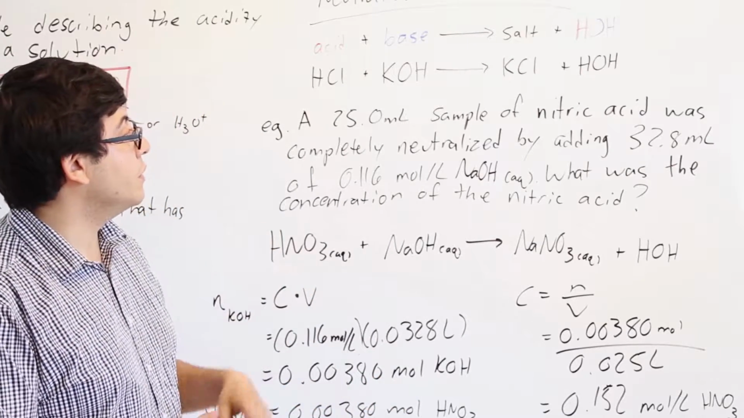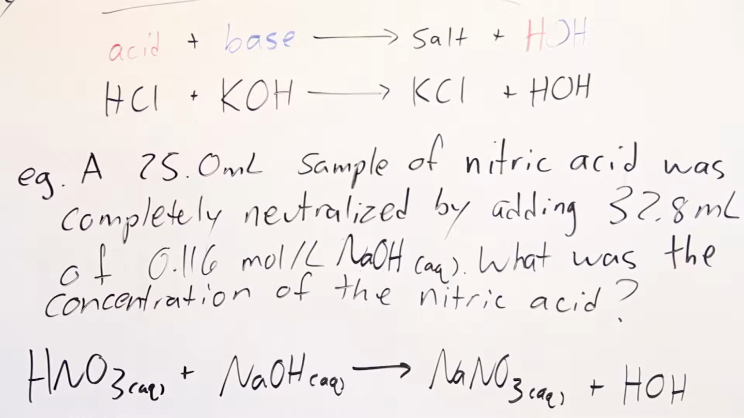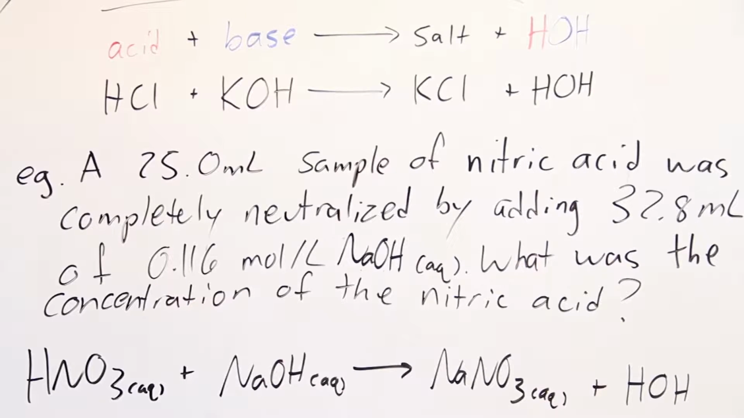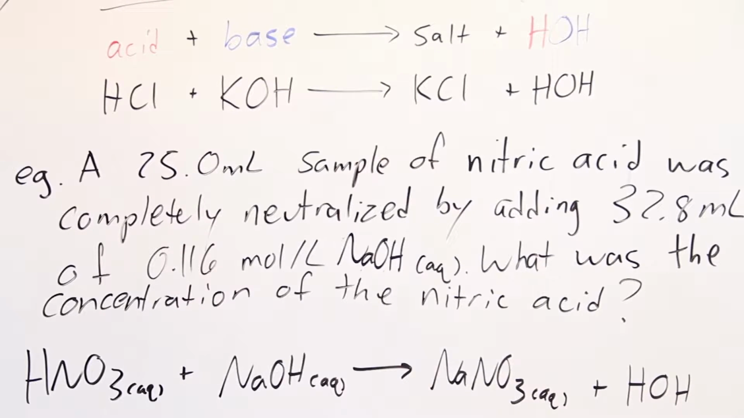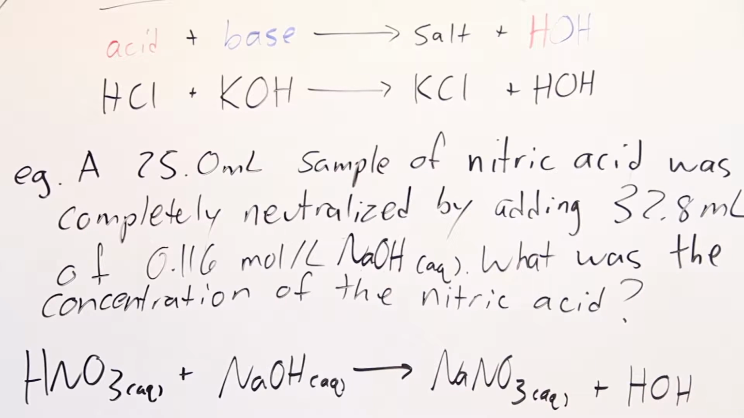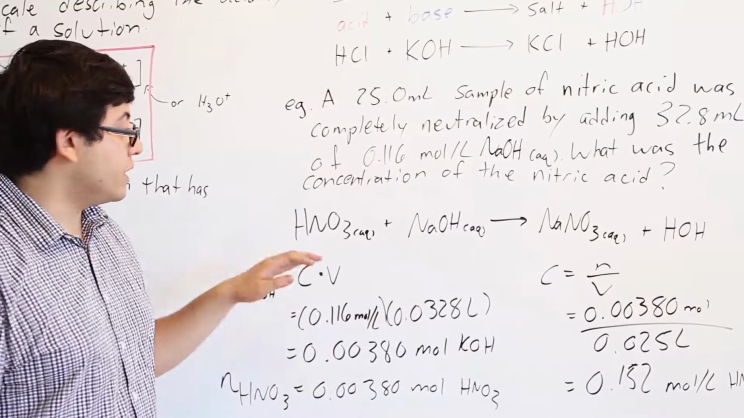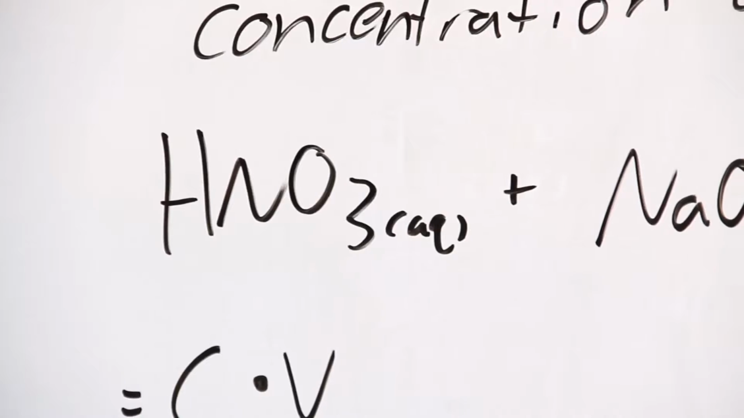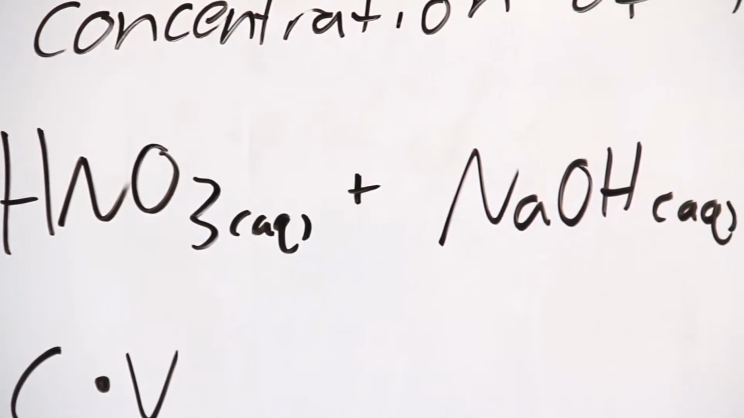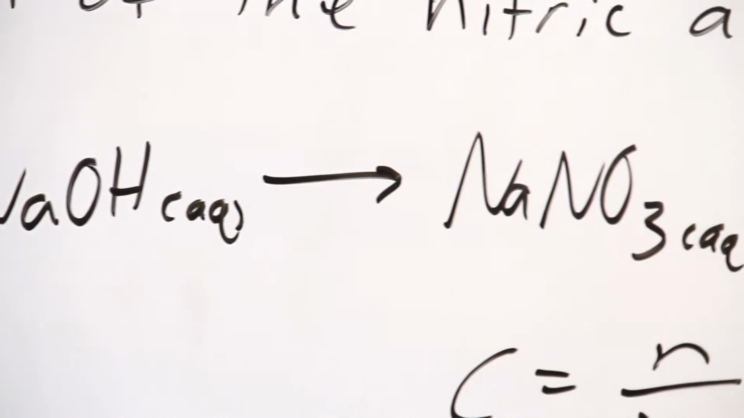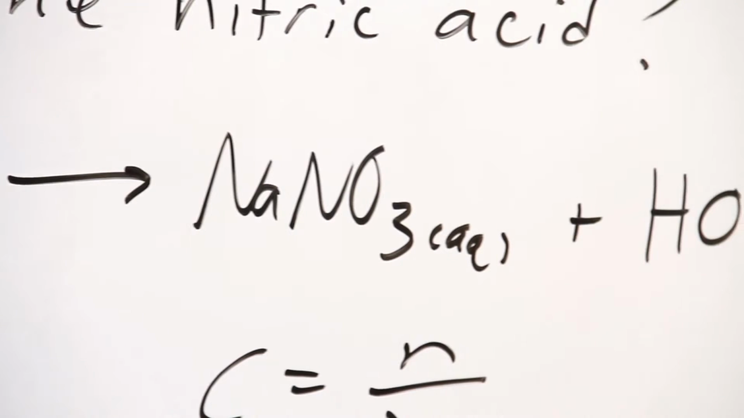So let's do an example. If we have 25 mL of a sample of nitric acid, and it's completely neutralized by adding 32.8 mL of 0.116 molar sodium hydroxide, what was the concentration of nitric acid? First off, we should write down the reaction right here. Nitric acid plus sodium hydroxide gives us sodium nitrate and HOH. HOH again is just water. I chose to write it like this because it's easier to understand.